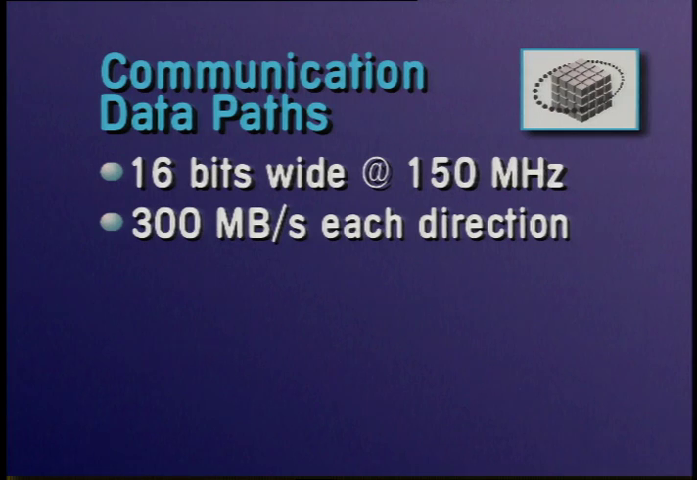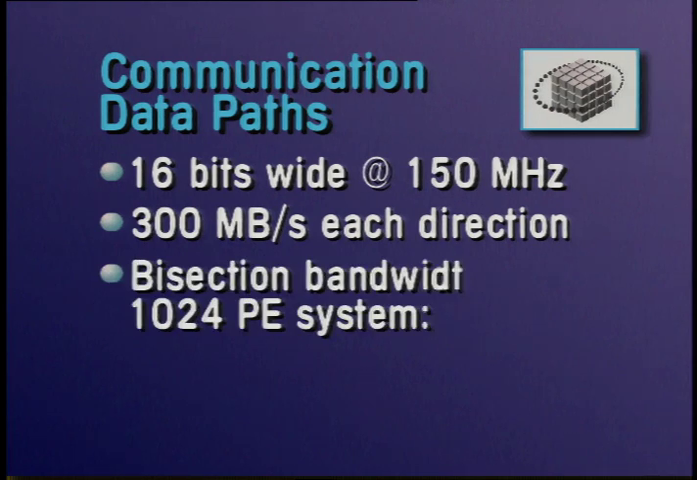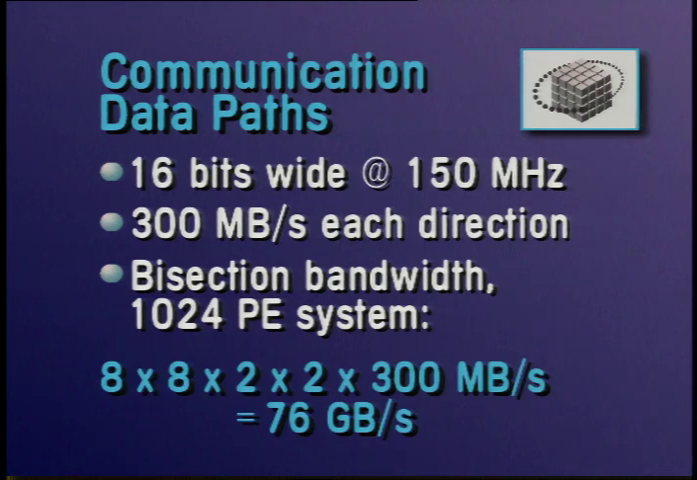Earlier we talked about the bisection bandwidth of a network. The bisection bandwidth of a 1K processor T3D, which has 512 network nodes in an 8x8x8 torus, is easy to calculate. The number of channels cut when we bisect the torus is 8 times 8, one plane of the torus, times 2 for the connected ends of the torus, times 2 for the channels in each direction, times 300 megabytes per second, giving a total of 76 gigabytes per second.